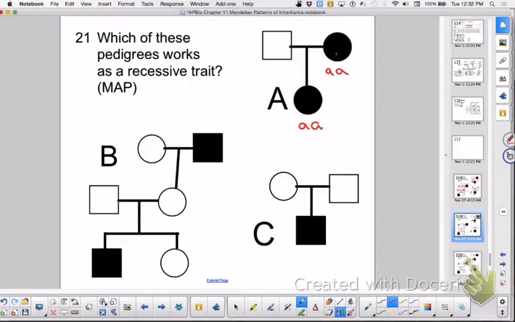What would this one be? Okay, this one doesn't have the disease, so they have at least what? 1 big A. Do we know what their second letter is? No, but could it be a little a? Yeah, sure, it could be a little a. So as a result, they could both give it to their daughter, right? So would this work for a recessive trait? Yes. Okay, anybody need me to clarify that one? Okay, let's go on to the next one.